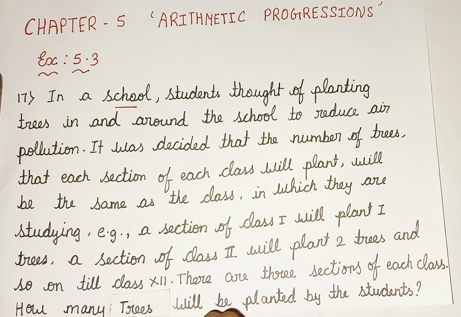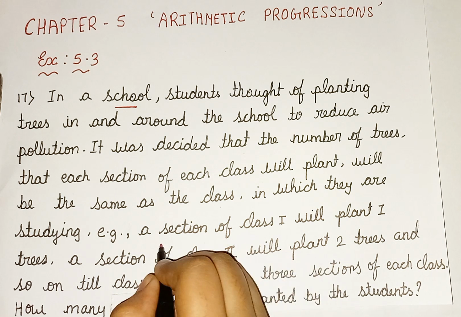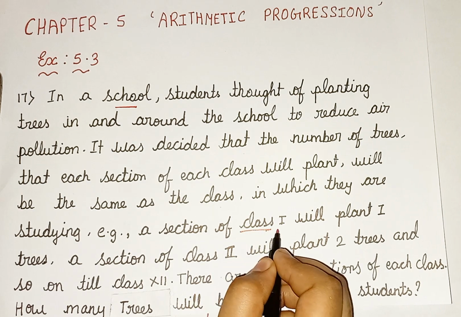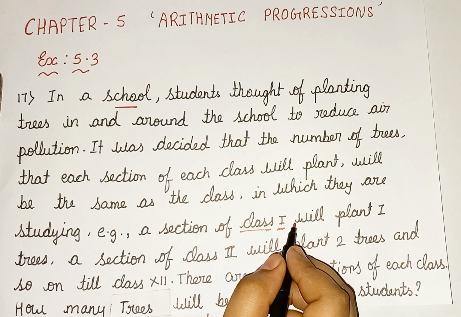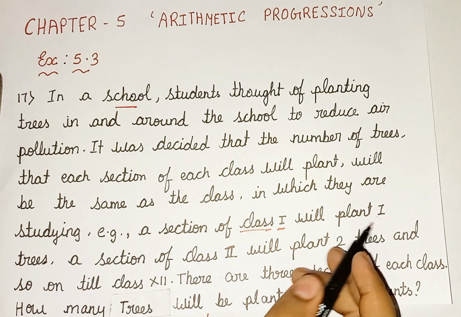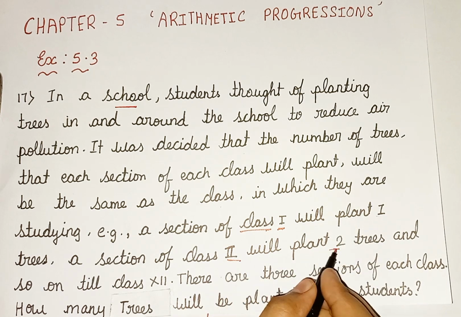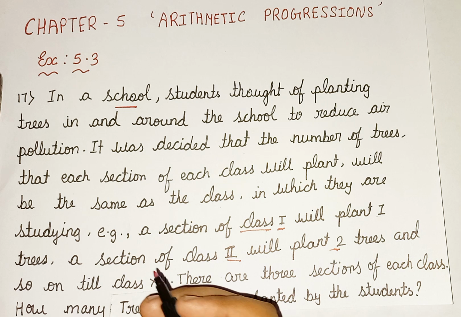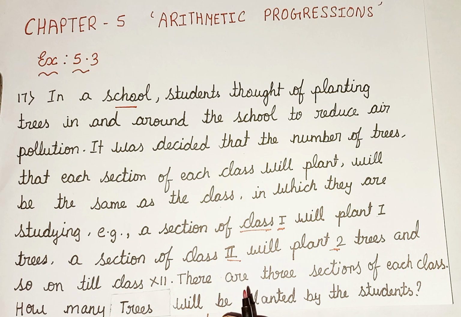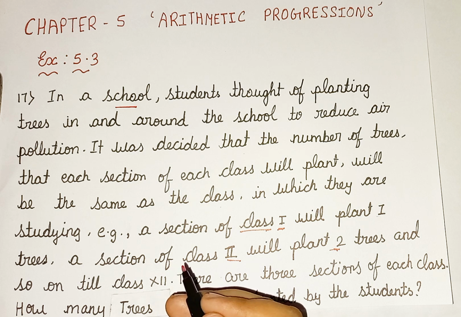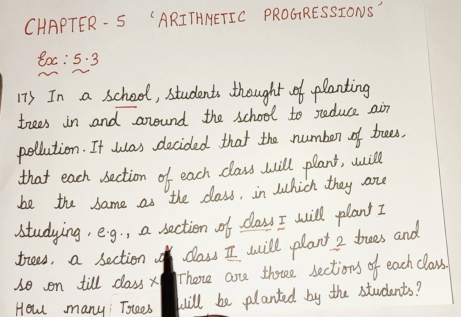So here they thought of planting the trees according to the class. So for example there is a class 1, okay? So class 1 will plant 1 plant. Class 2 will plant 2 plants. Class 3 will plant 3 plants. Likewise they thought of planting the trees. So what about class 12? How many plants will they plant? They'll plant 12 trees, okay? Why? Because they mentioned, right, class 1 will plant 1 plant. Likewise class 12 will plant 12 trees, okay?